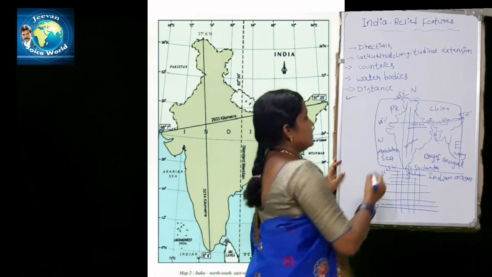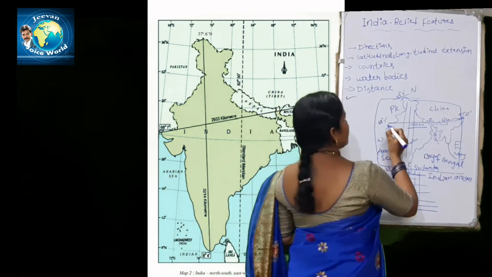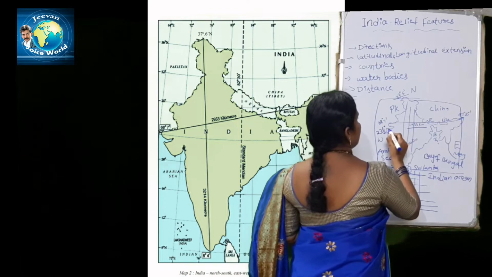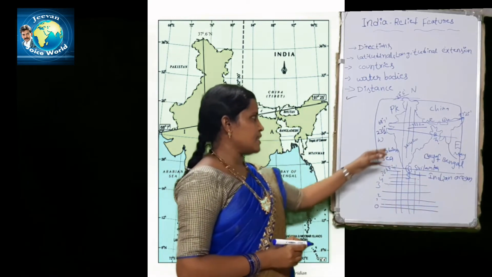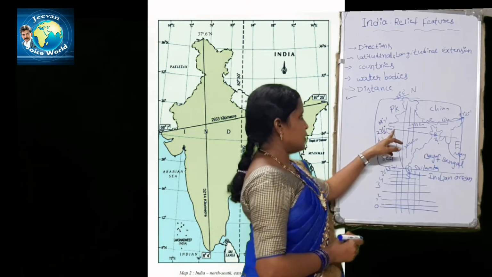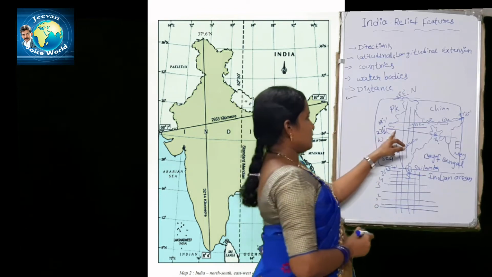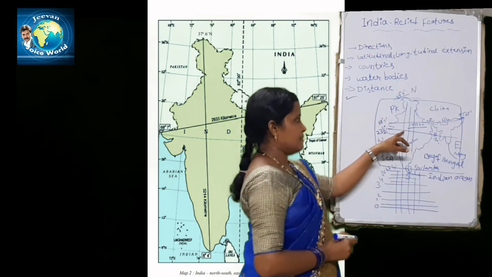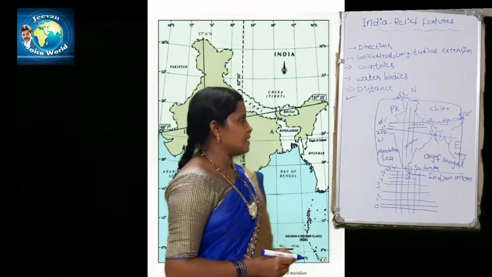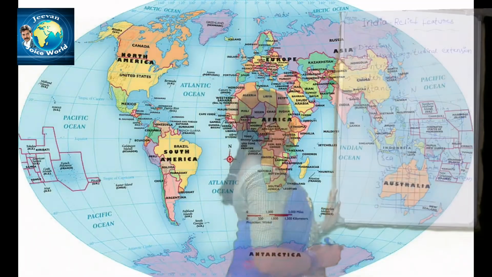Let us see. In this India map, one tropic passes through the middle of India. That is the tropic of 23.5 degree, the Tropic of Cancer. This is very important in the public examinations. This 23.5 degree Tropic of Cancer goes through many states: Gujarat, a little portion of Rajasthan, Madhya Pradesh, Chhattisgarh, West Bengal, Tripura, Mizoram. The Tropic of Cancer passes through these states.